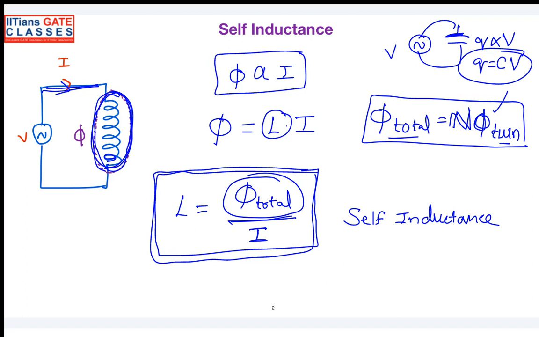The voltage source is taken as a sinusoidal source. Yes, of course. But sometimes you can apply DC also. That is not a problem. But with DC, what will happen? The inductor is going to behave like a short circuit. That's it. So whatever I was talking about is for sinusoidal. Yes. So the self-inductance is defined as the total flux divided by the current. Okay, you understood the definition of inductance now, everyone?